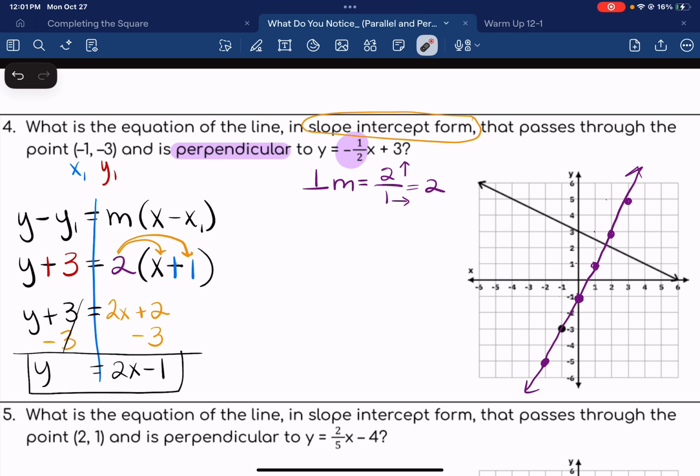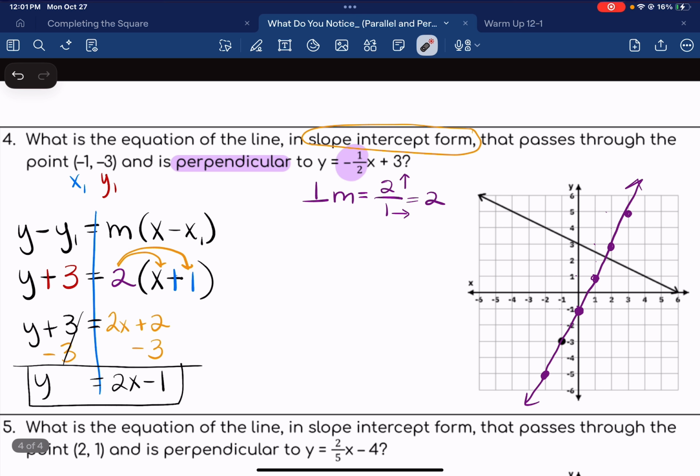So that's what you guys can do to write the equations of parallel and perpendicular lines. Just remember that parallel lines always have the same slope. Perpendicular lines always have opposite reciprocal slopes.